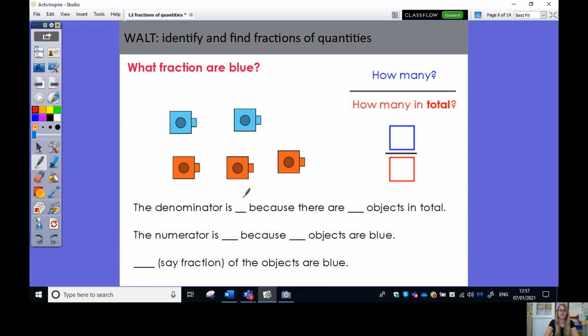So we have 5. The denominator is 5 because there are 5 objects in total. Okay, moving on to the numerator. The numerator is 2 because 2 objects are blue. Say the final sentence with me: 2/5 of the objects are blue.